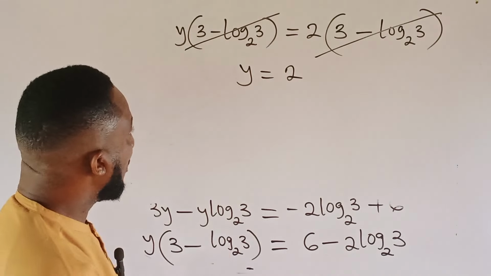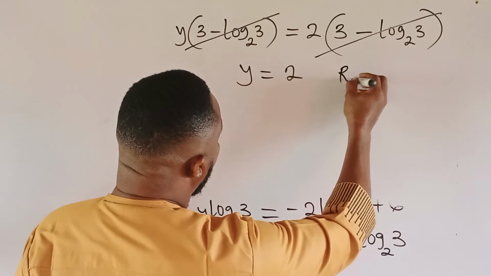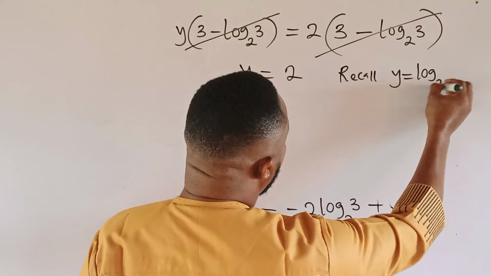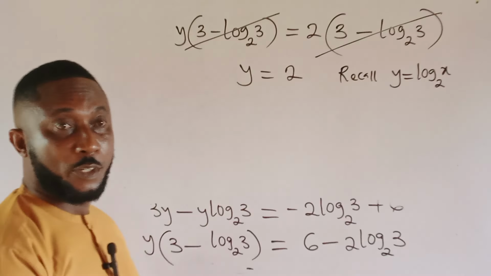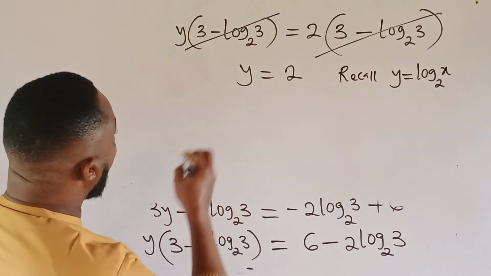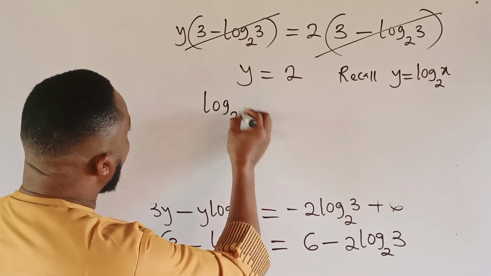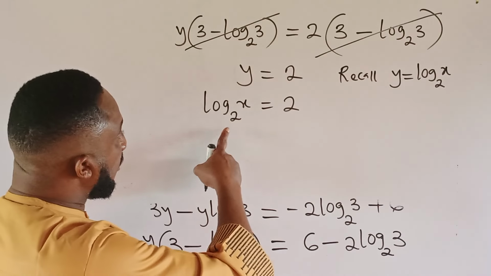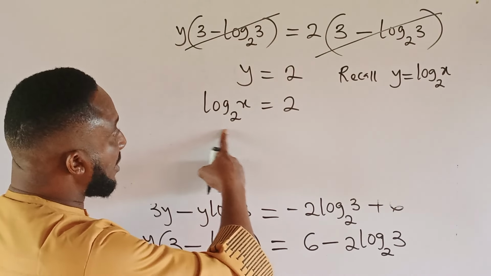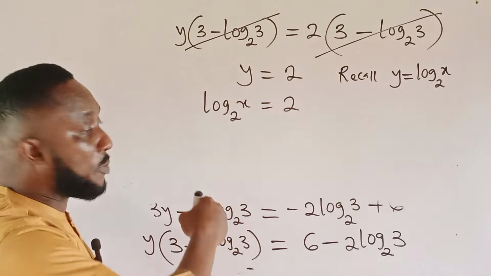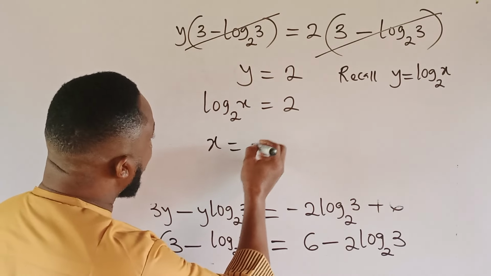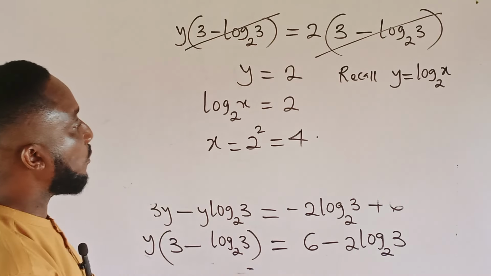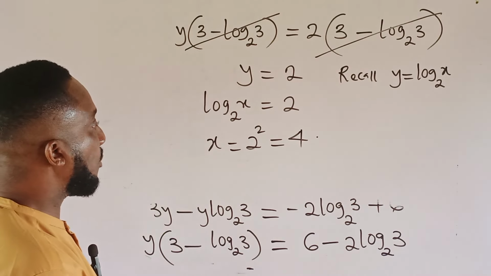And remember, we said, recall, we said y equal to log to base 2 of the argument x. So since y is equal to 2, we are going to be having log to base 2 of the argument x equal to 2. So if we transform this logarithmic equation into its exponential form, x will be equal to 2 squared, which is equal to 4. So x equal to 4 is the solution to this problem.